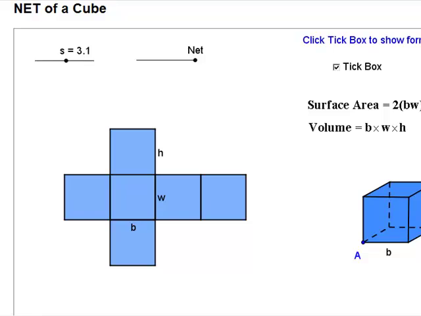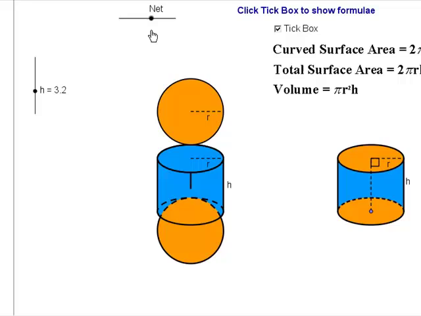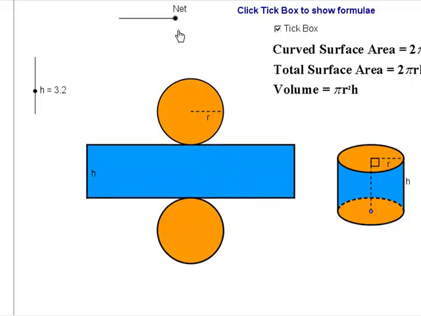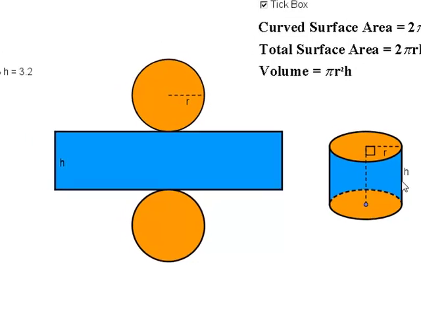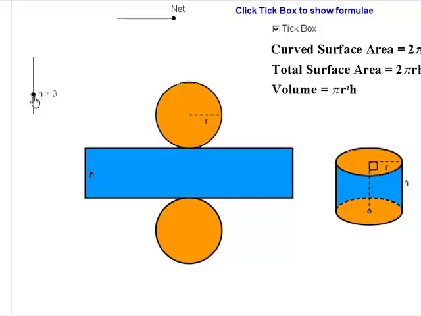Now moving on to the next one, which is a cylinder. And if we open out a cylinder, you see that it makes that shape, which is two circles and a rectangle. And obviously the radius of each circle corresponds to the radius of the cylinder, and the height of the rectangle corresponds to the height of the cylinder over here. And again we can adjust the height and see what effect this has on the net.